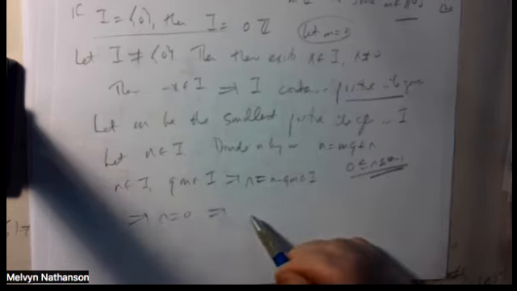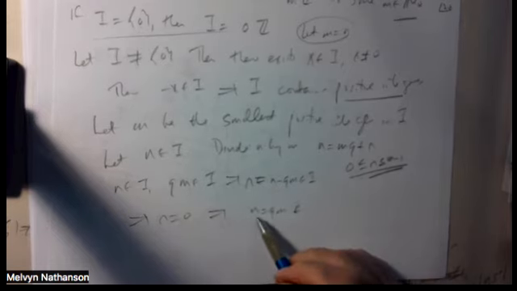Now this element r is between 0 and m minus 1. So r is strictly smaller than m. But m is the smallest positive element in the group, so r cannot be positive. So r has to be 0, which means n is equal to q times m. So n, any element in this ideal, is a multiple of m.